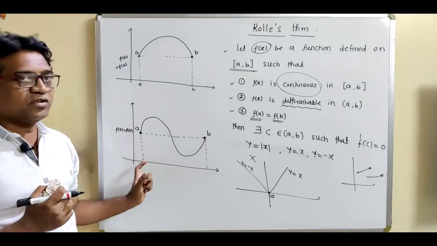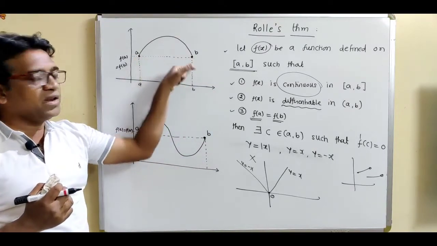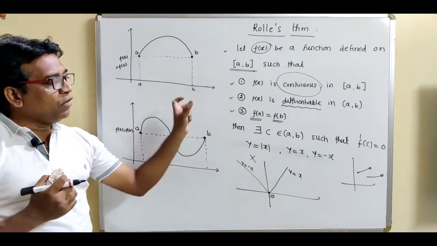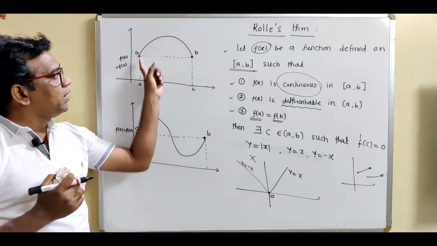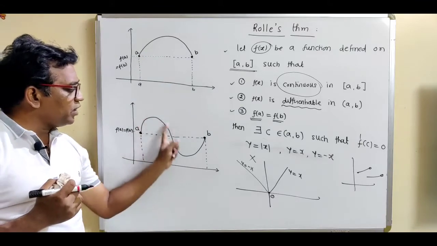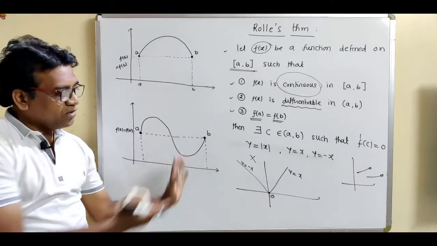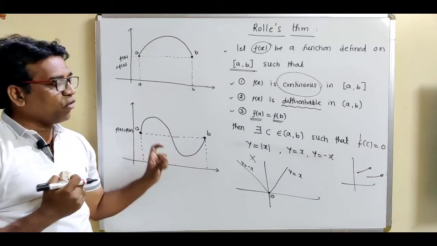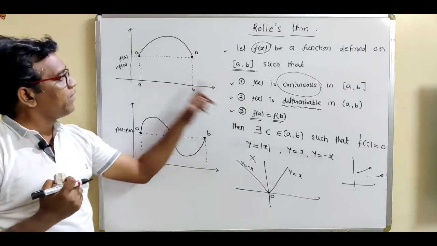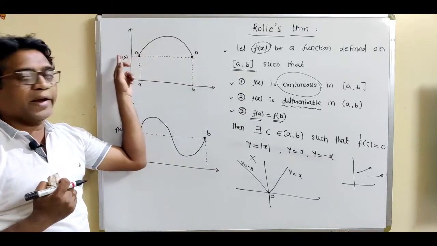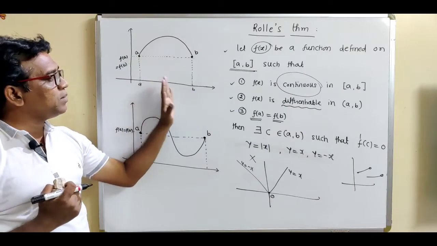So what are those conditions? The function should be continuous. What is the second condition? The function should be differentiable. Differentiable means the graph should be smooth, there is no sharp edge. And what is the third condition? The functional values are equal at the end points. f(a) is the same as f(b).